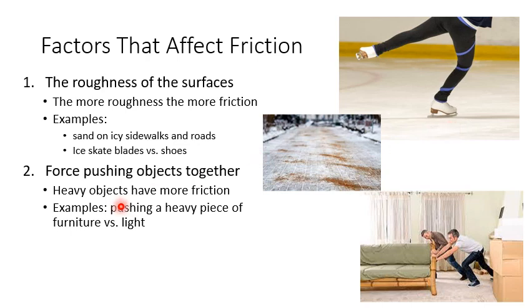The other factor that affects friction would be the force pushing the objects together. So heavy objects have a lot more friction than light objects, which is why if you were going to push a couch across the carpet, it would be difficult to do because the force of the weight of the furniture makes it difficult. Whereas something light, something not as heavy, would be easier.